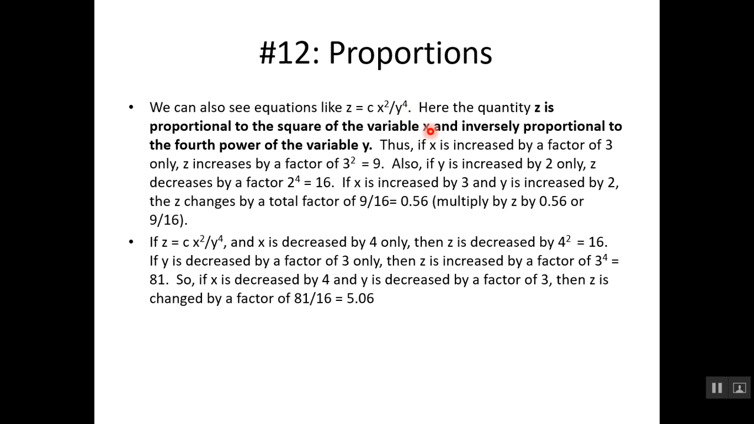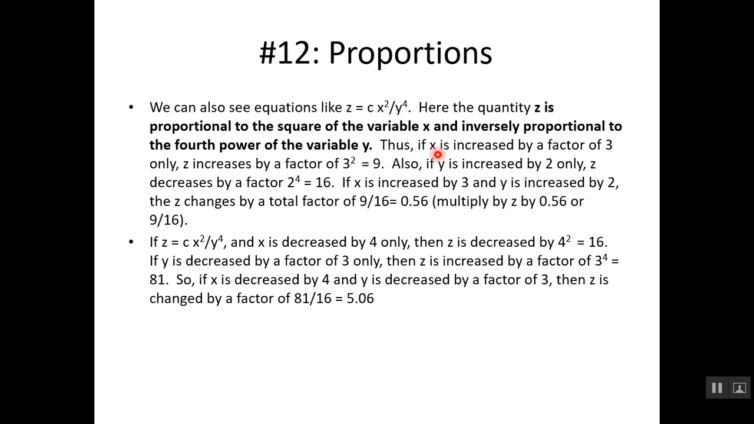So suppose we took x and increased it by a factor of 3. Once again, because x is in the numerator, if we make x bigger, then z gets bigger. But it doesn't get bigger by just 3. It gets bigger by 3 squared because it's x squared. So 3 squared is 9. So if all you did was increase x by 3, then z would increase by 9, right?